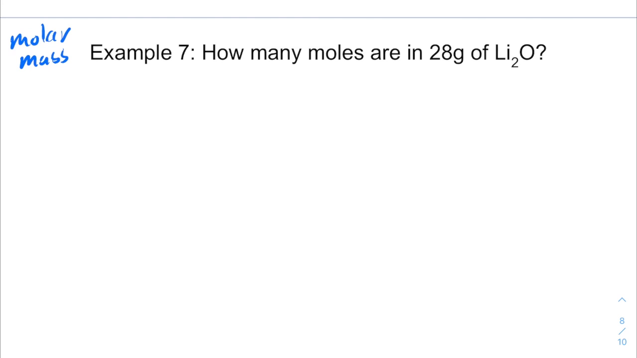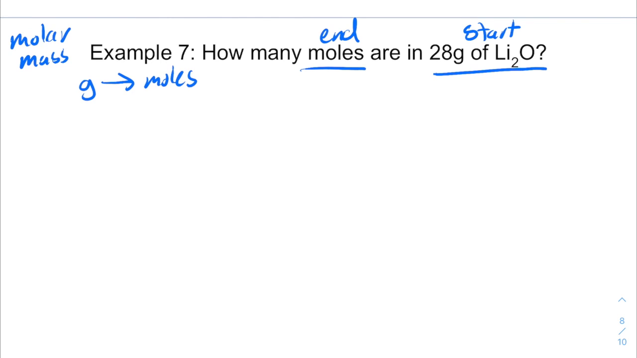So this example says how many moles are in 28 grams of Li2O. So this is going to be what we start with, and we're going to want to end with moles. First things first, we know we're going from grams to moles, so we are going to have to use molar mass. So let's go ahead and calculate our molar mass of Li2O. So the way we're going to get our molar mass is we are going to have to do 2 times the mass of Li plus the mass of oxygen.